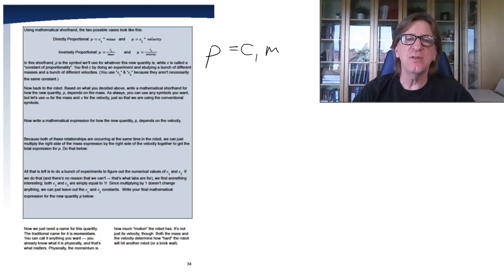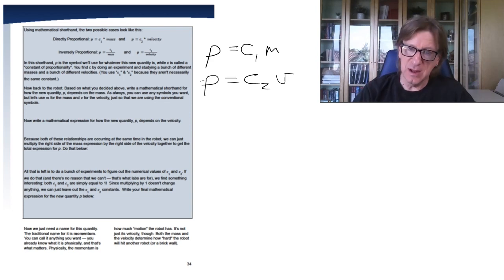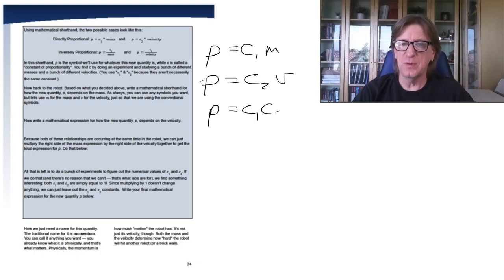Now, the other relationship we know is that the momentum is also proportional to the velocity. So as the velocity goes up, the momentum goes up. And so we also need a constant here, called a constant of proportionality. These two are not necessarily the same. In fact, they almost certainly aren't in most cases. But then the total momentum depends upon both of these factors.